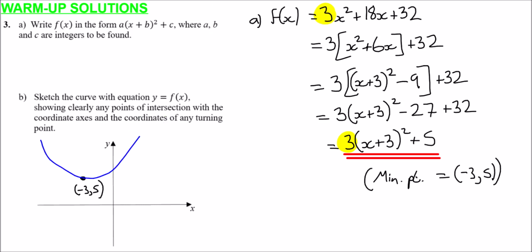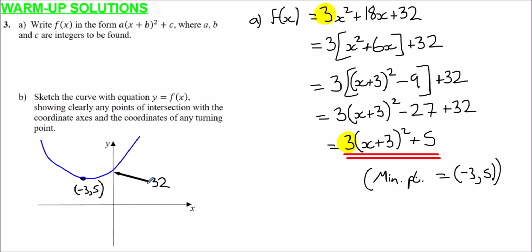And the y-coordinate, where it crosses the y-axis, for y-axis intercept, we can just sub in when x is 0. When x is 0, nothing plus 32. So the y-intercept is 32.